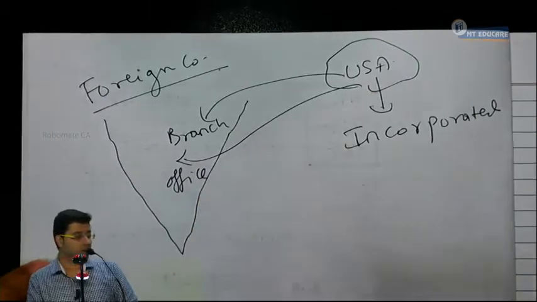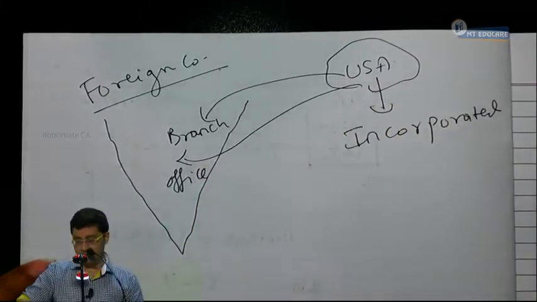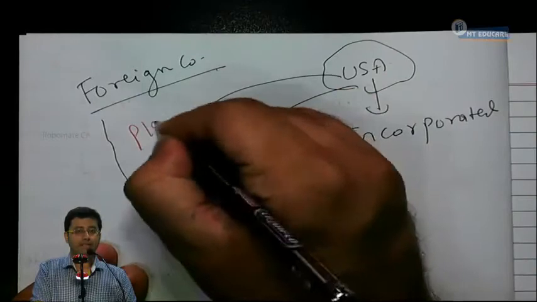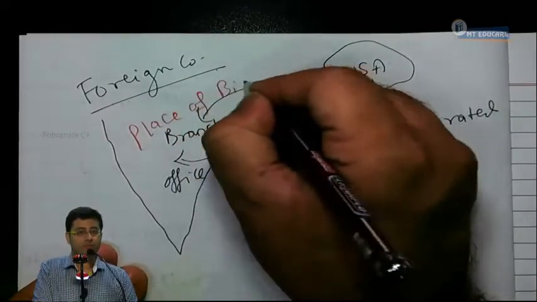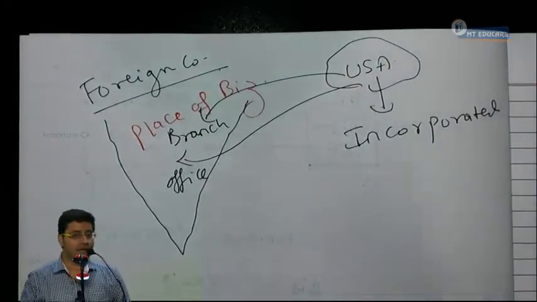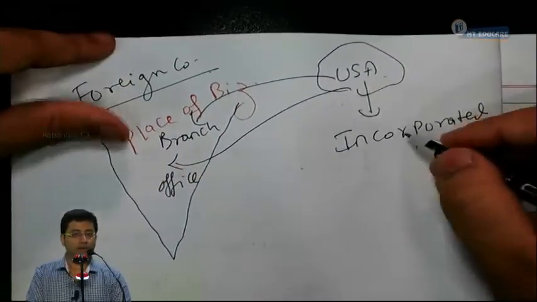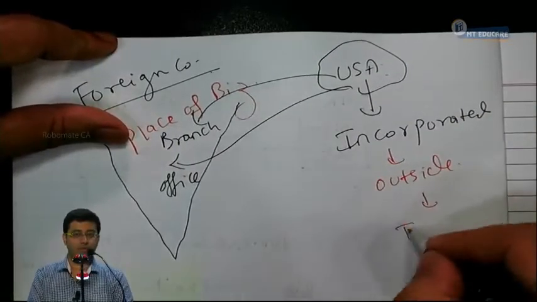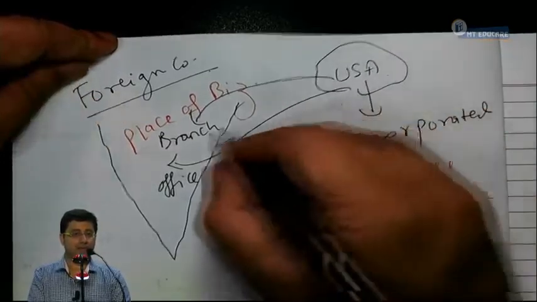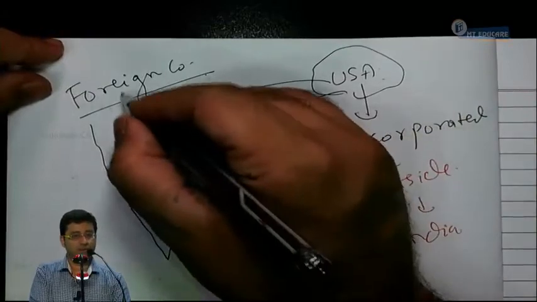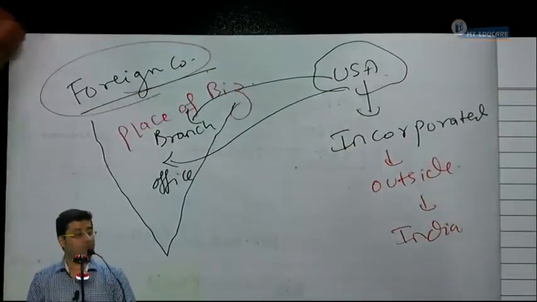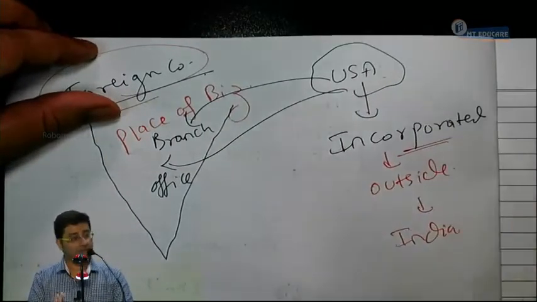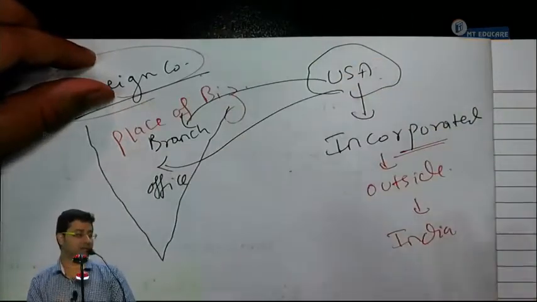Or I would like to say that in India, if that company has a place of business. Any company which is incorporated outside India, but has a place of business in India, for the purpose of India we will call it what? A foreign company. So actually speaking, a foreign company has its registration done outside India, but it operates in India.